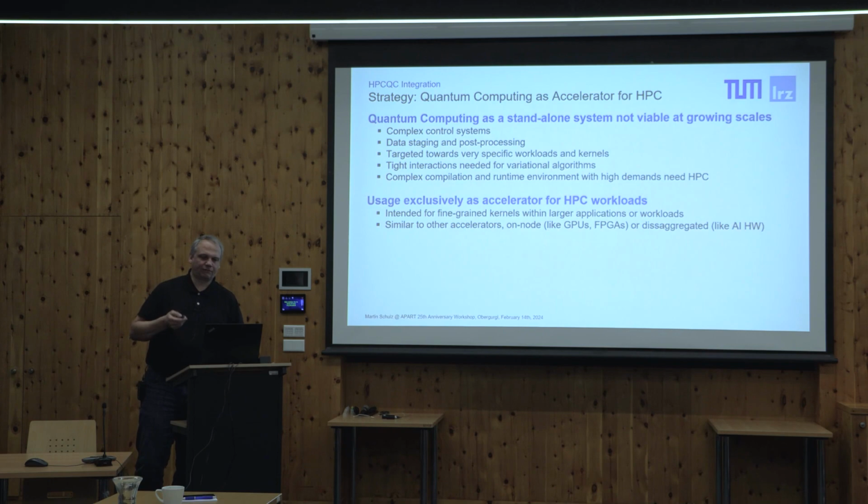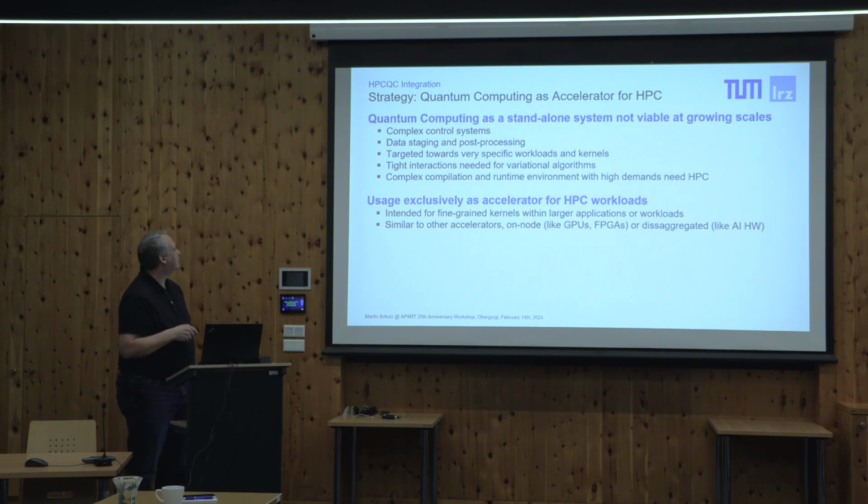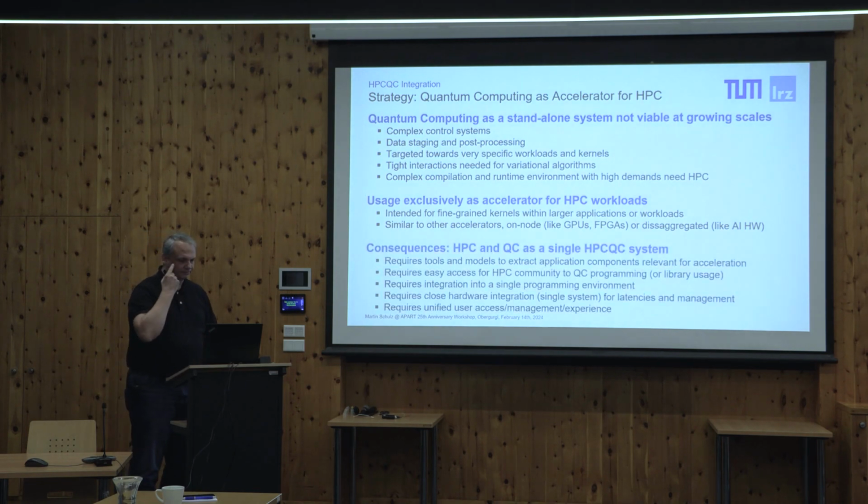So the idea is to have quantum computing as accelerators for HPC workloads. Basically, the idea is, can we do this with as fine-grained kernels as possible and integrate them into larger workloads? And we're trying to take some of the lessons we have learned from other accelerators like GPUs and FPGAs. Can we use some of very similar programming approaches? Or we also see these larger disaggregated AI hardware like a Cerebras chip or similar. Can we use some of those technologies for that as well?